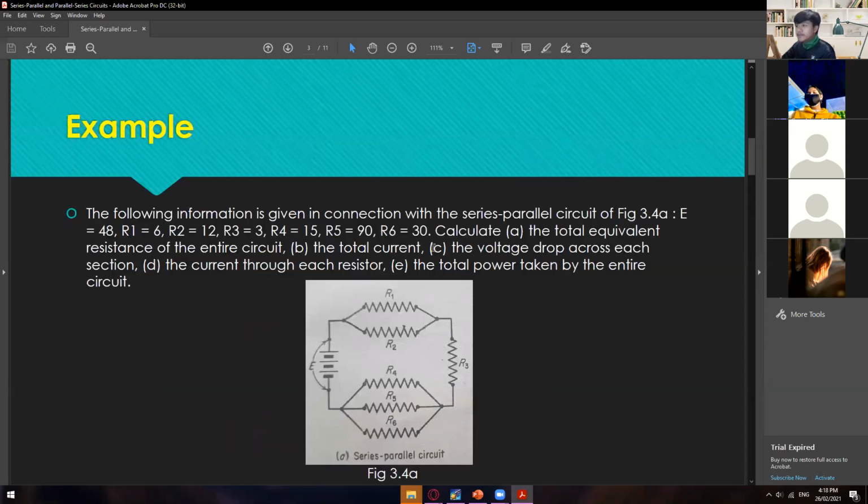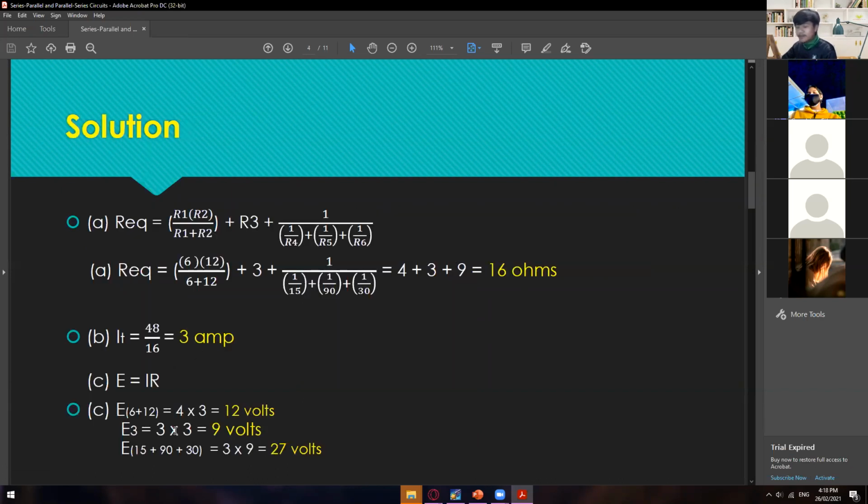And for letter C, the voltage drop across each section. Take note: each section. This is your first section, second, and then third. If it asks us to get the current on each resistor, then that is a different thing again. But in here, three sections only. All right, so here's the first section. As you guys can see, we have the voltage of the first one and the voltage of the second one.